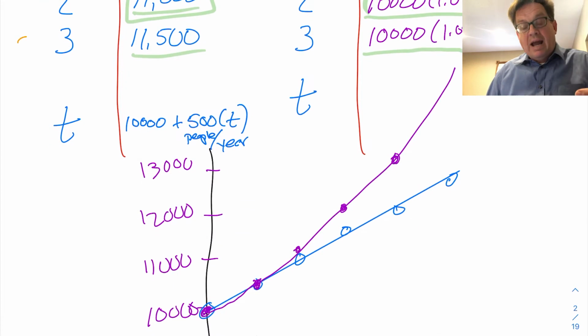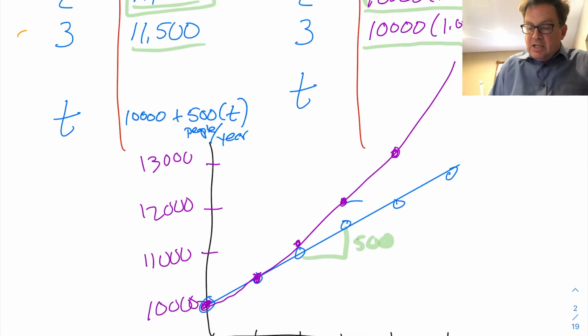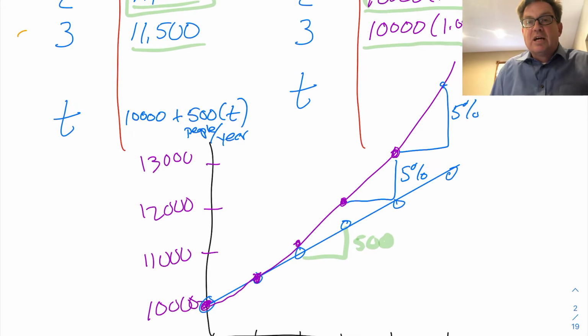And so what happens to the graphs of those? Well, if you graph the population over the 5 years, the linear one will go up by 500 each time, and it's just up 500. But the exponential one goes up 5% each time. And so that is a bigger amount each time, and it'll expand and increase faster and faster. That's exponential growth.